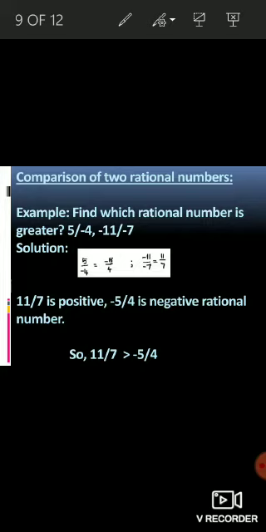11 by 7 is a positive rational number and minus 5 by 4 is a negative rational number. Obviously, when we check positive and negative, the positive is always greater. So 11 by 7 is the greater rational number compared to minus 5 by 4. This is how you have to find comparisons.